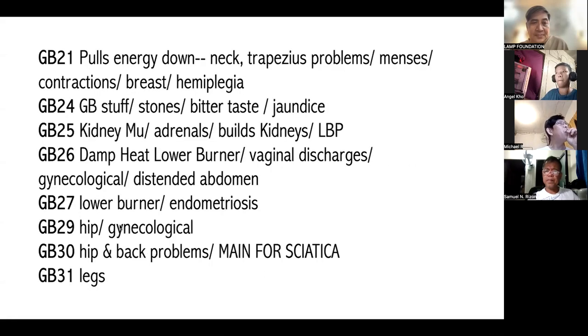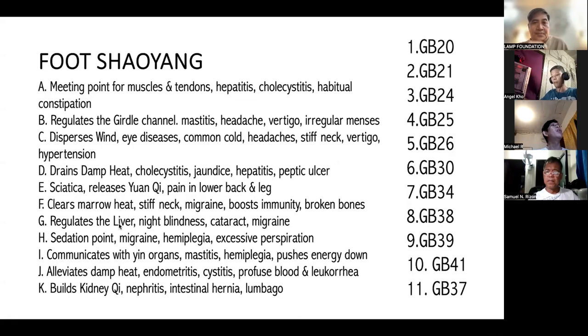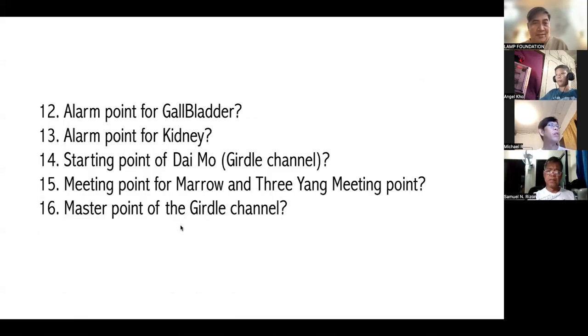Can I answer the letter F for this one? Narrow hip, stiff neck. Yeah, letter F. Very good. Clears marrow hit, stiff neck, migraine, boost immunity, broken bones. GB39, yes, remember that. Number 10. Number 10 is GB41.